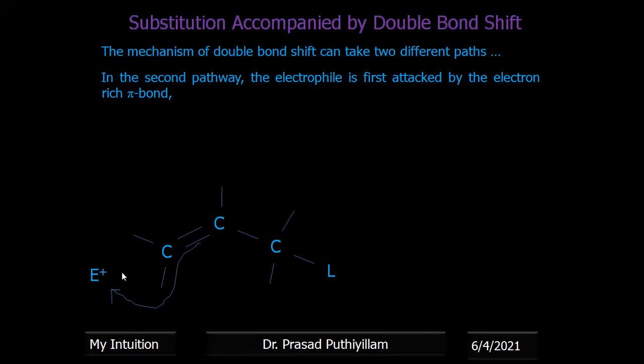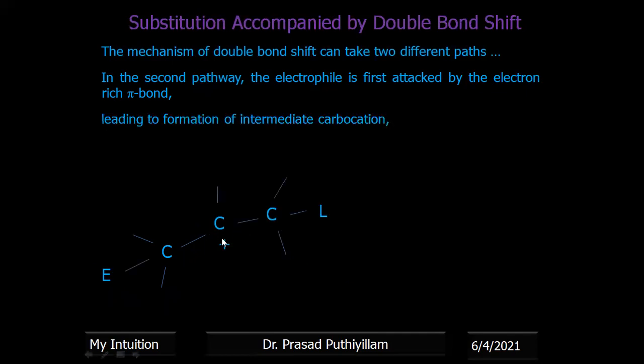So that electron density, one of the electrons will be given to E plus, the positive charge neutralizes, and here it forms a single bond. When the electrons shift towards the electrophile, the second carbon loses electron. Therefore, it gets a positive charge. The carbon-electrophile bond formation, substitution, has already happened. Now the leaving group has to go, and this positive charge has to be neutralized. Now we are getting a carbocation in this particular mechanism.